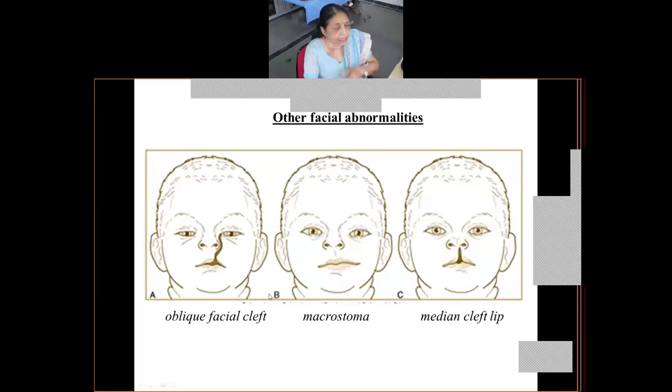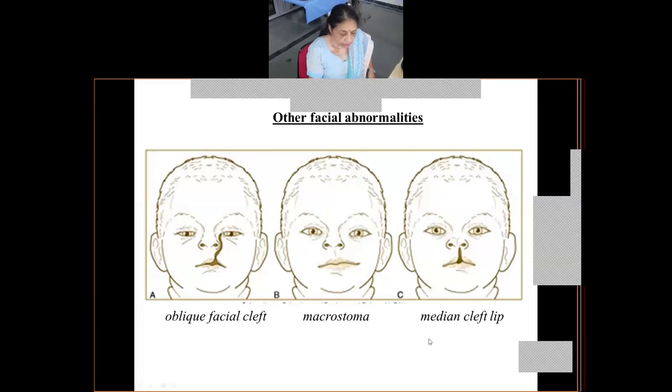Usually the cleft lip and the cleft palate are associated with each other. This is macrostomia, though it is not so common: if the maxillary process and the mandibular process fail to merge with each other, the cheek will be smaller and the oral fissure will be very long. And this is the median nasal cleft, because here the two medial nasal processes do not meet, or the migration of the neural crest cells may be abnormal. So it is very rare. It is a median cleft lip.